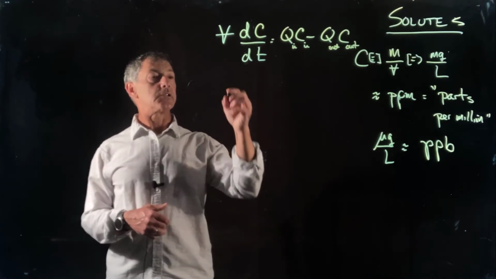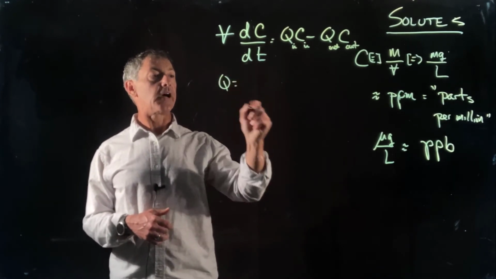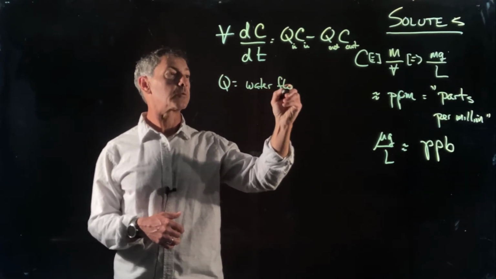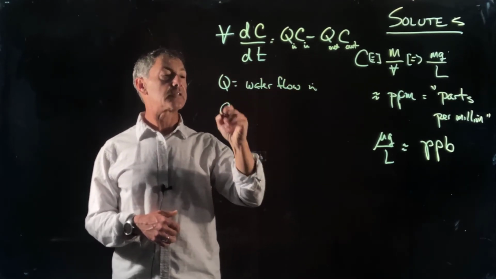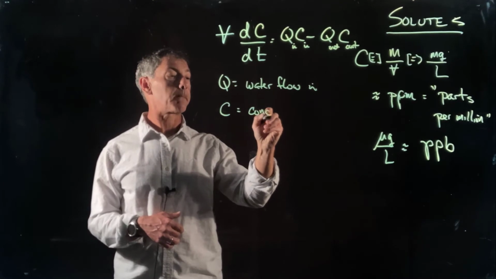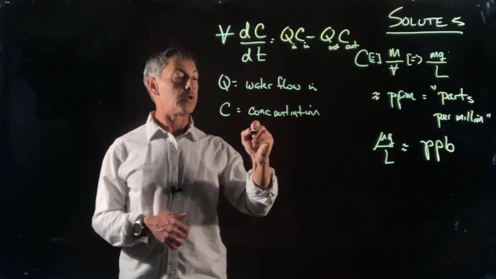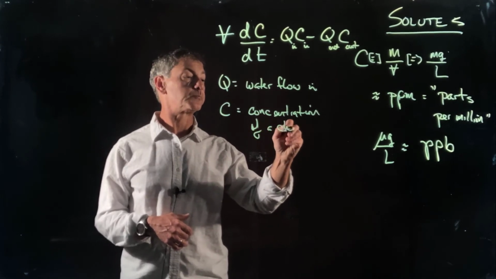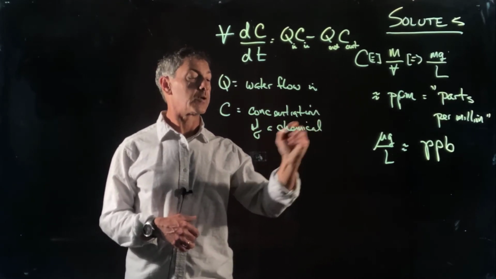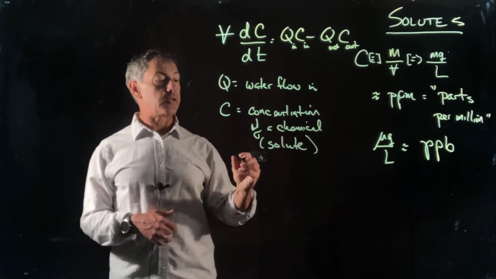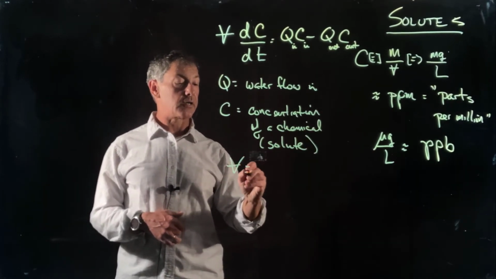And I can show that to you. So let's define all these terms. So this is the water flow in. And C is the concentration of a chemical. So we're calling that a solute. And then V, of course, is our control volume.